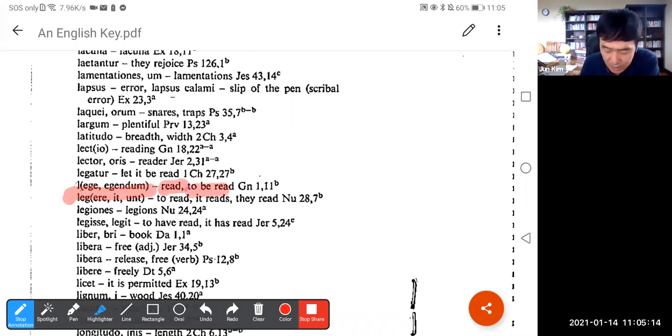This is an example, so you don't need to look at it. If you are curious about the usage of L, you can go to Genesis chapter 1, verse 11 and B section. Then it has something to do with L. But you don't need to really pay attention to this, but L means read. Now you know how to use this English key to Latin. We will come back to this one. I'm trying to explain how to use those materials.